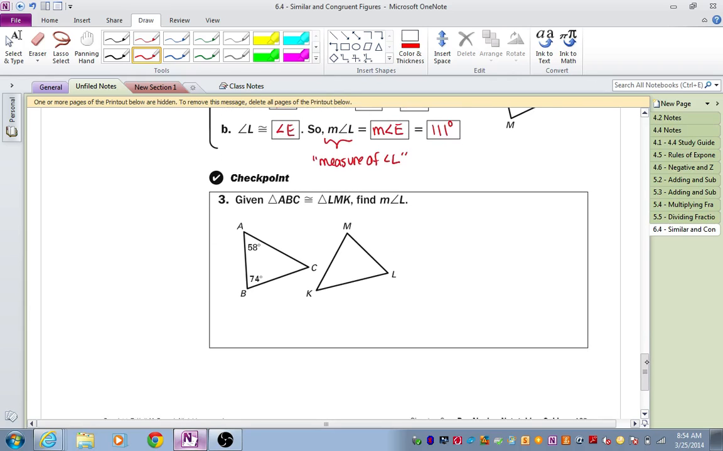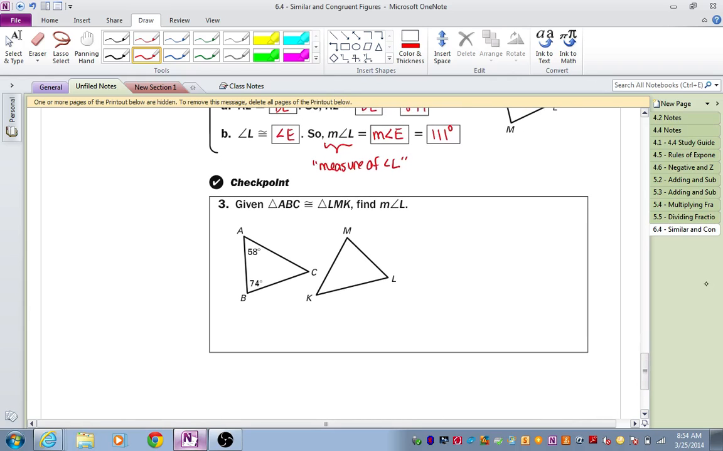Okay, last checkpoint. So give it a try. Once again, should be fairly quick. Pause your video, and when you're ready, hit play.